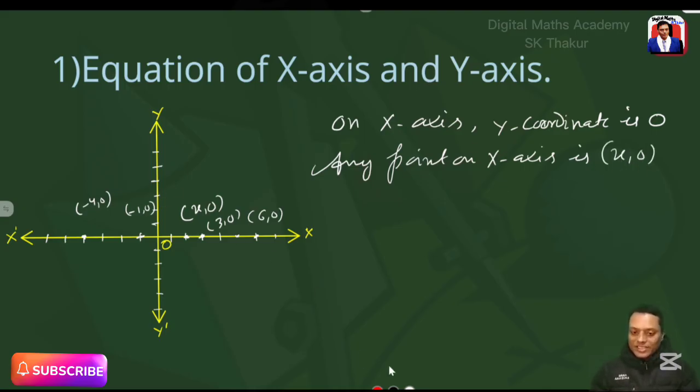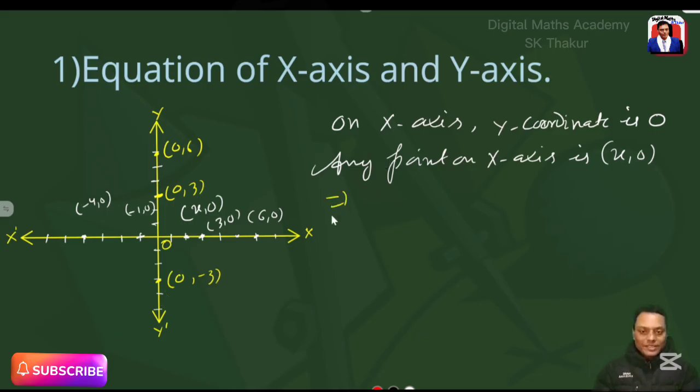Similarly, on the y-axis, let's see the coordinates of this point. So 1, 2, 3. So that point will be 0, 3. Here this point, 1, 2, 3, 4, 5, 6, that is 0, 6. Here at negative side 1, 2, 3, the coordinate of this point will be 0, minus 3, right?